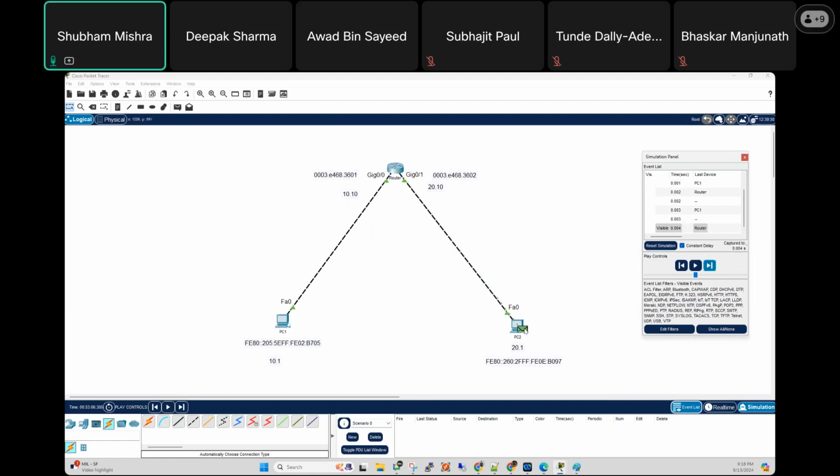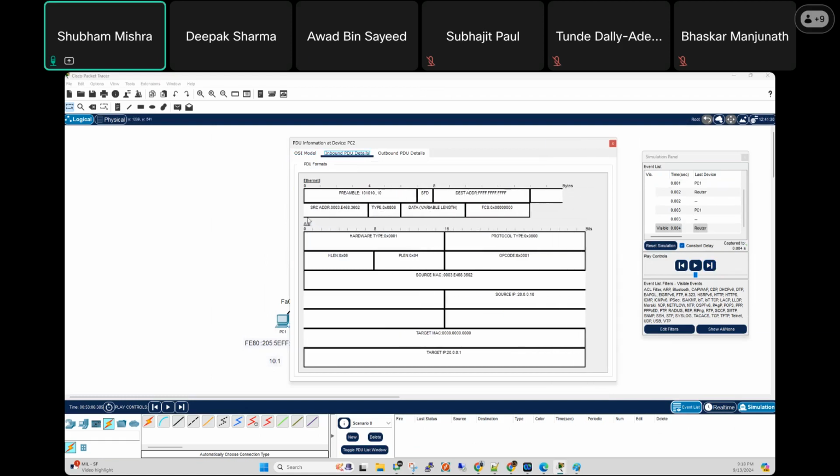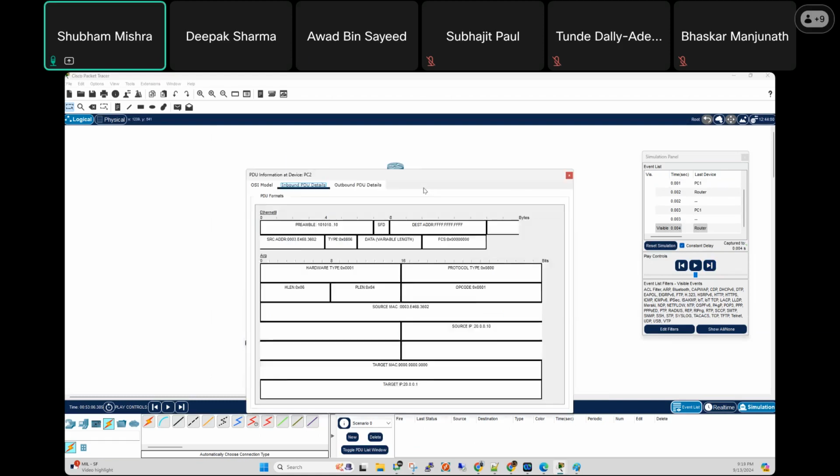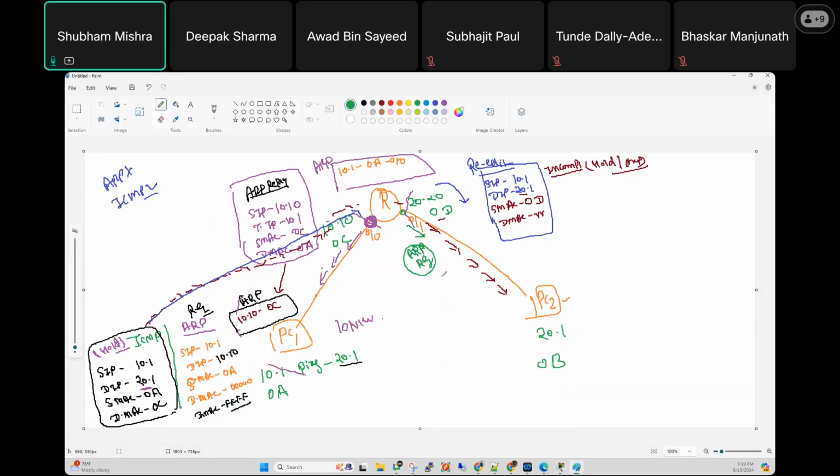So this router sends this packet. Open this packet. See now, which packet does the router send? The ARP packet. In this ARP packet, first of all, what is the source IP address? Router is sending the ARP request. In the ARP request, what is the source IP address?